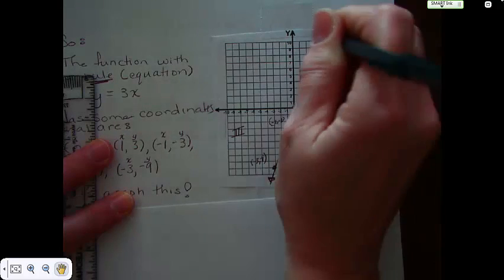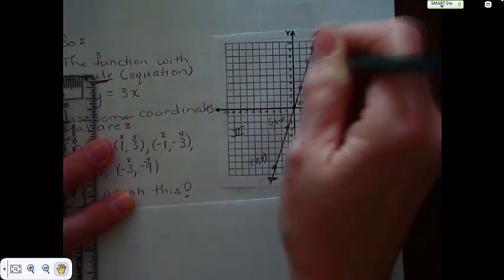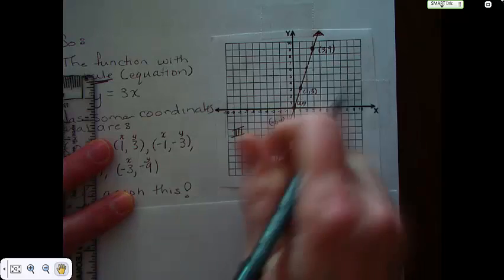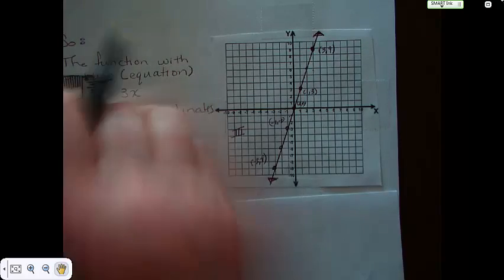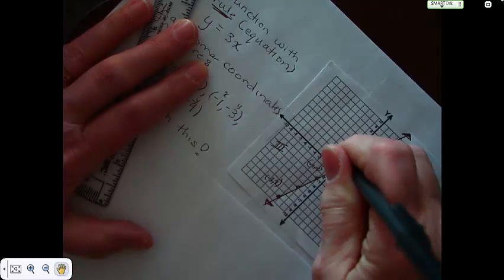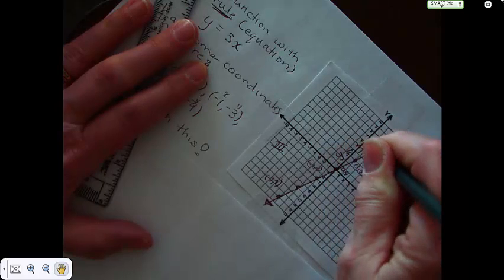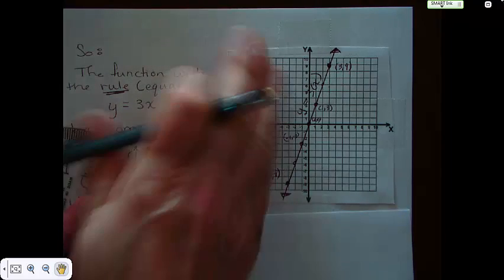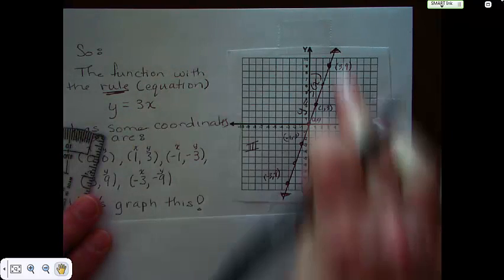Anything that's on this line, any point you could find, there's an infinite number of points on that line. They all answer y equals 3x. All of them do. Every point on that line. Nothing out here does, nothing over here does, but everything on the line does.